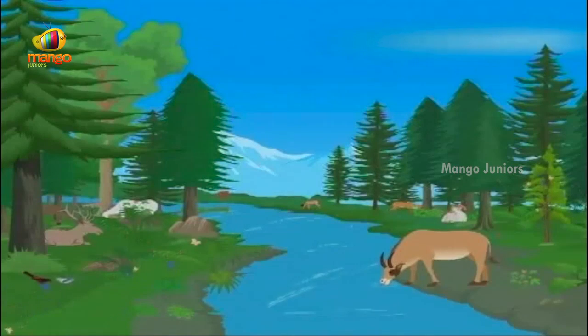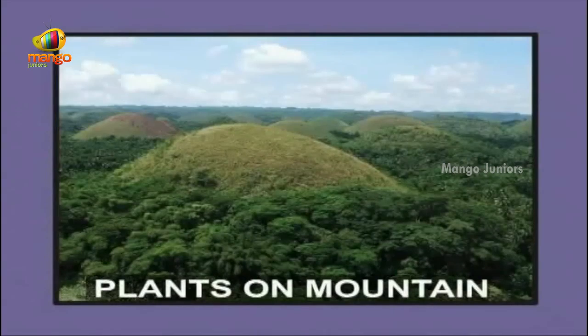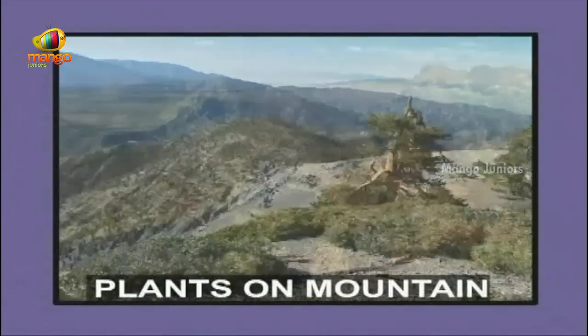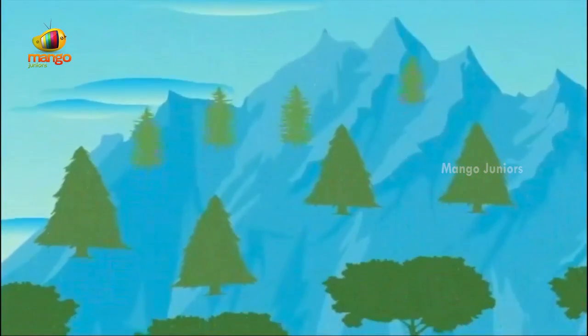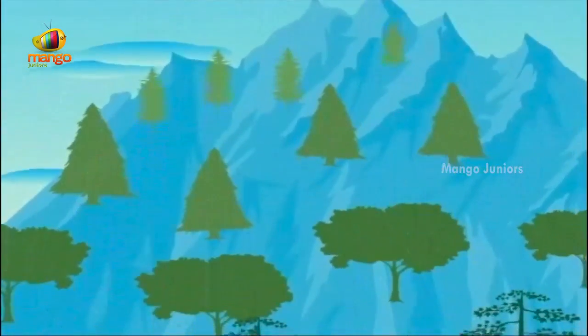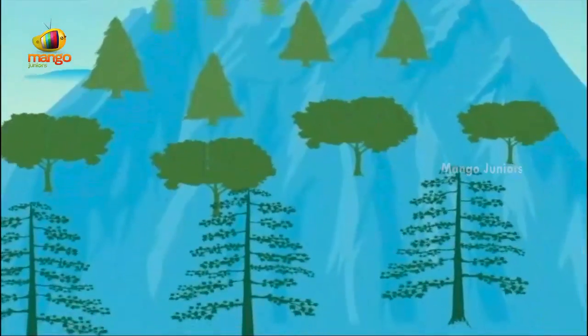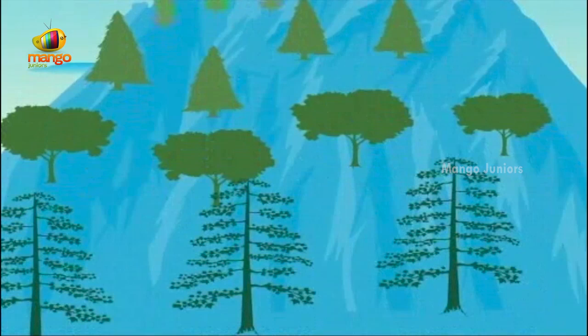The huge mountains form various zones of plant life. These zones are no less than miniature biomes. Different types of plants grow at different heights on the mountains, and it is observed that plants start getting smaller in size as one goes higher on the mountains.